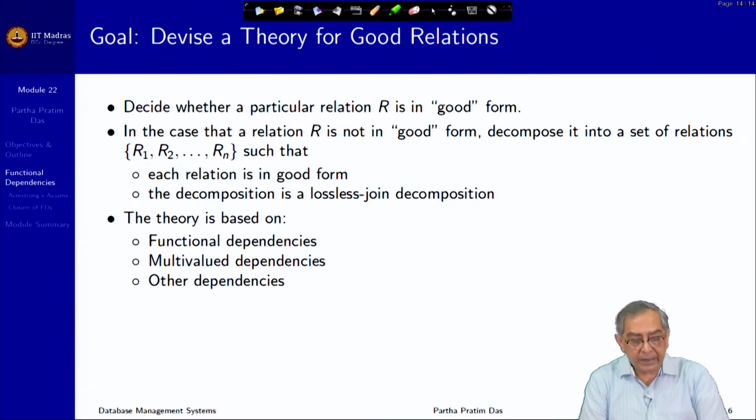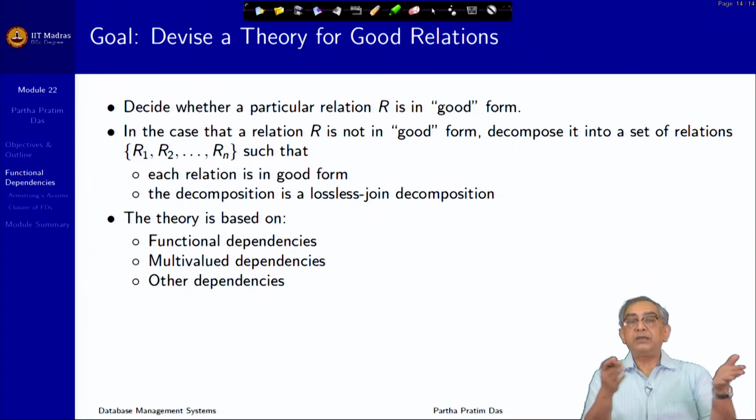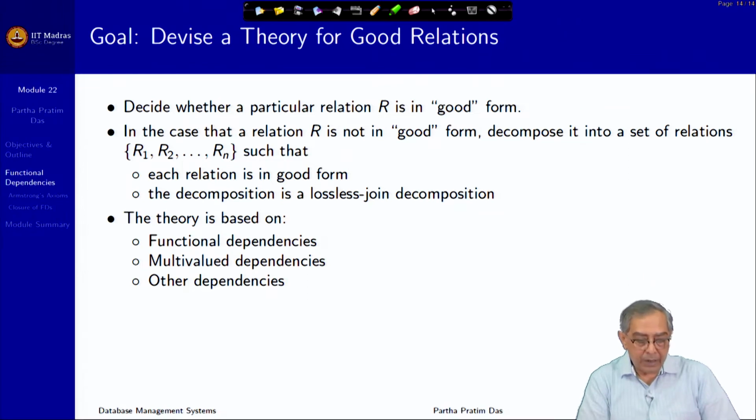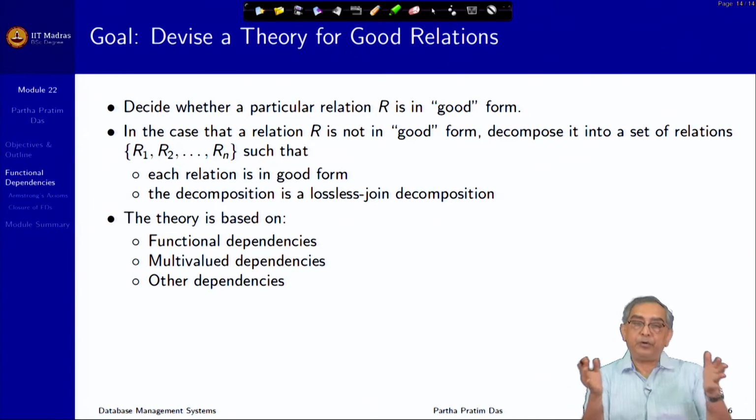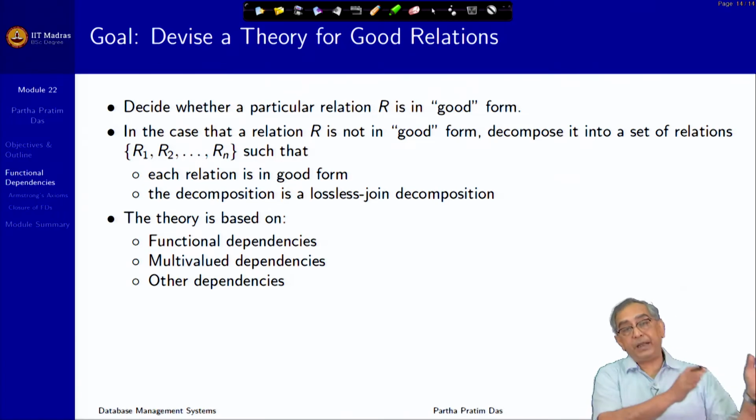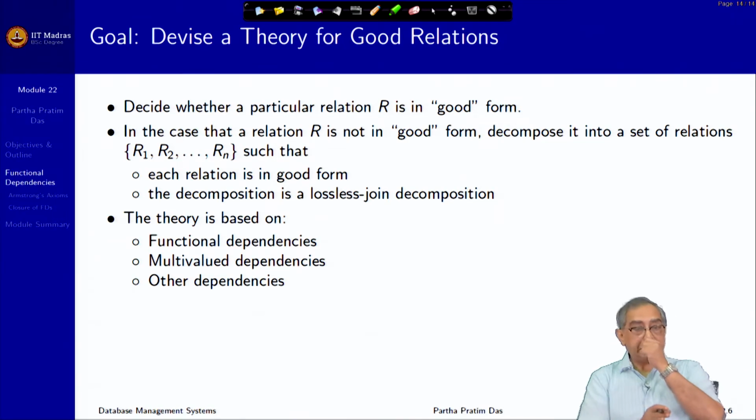So, we say that if a relation R is not in good form, then we must decompose it into a set of relations R1 to Rn, where n is 2 or more, so that every relation is in good form. Naturally, that is why we are decomposing. What is the point decomposing if we create a decomposed relation which itself is not good? And the decomposition is lossless join. We have seen this in the last module, that it must be possible to take a natural join and get back the original relation for every instance, right.